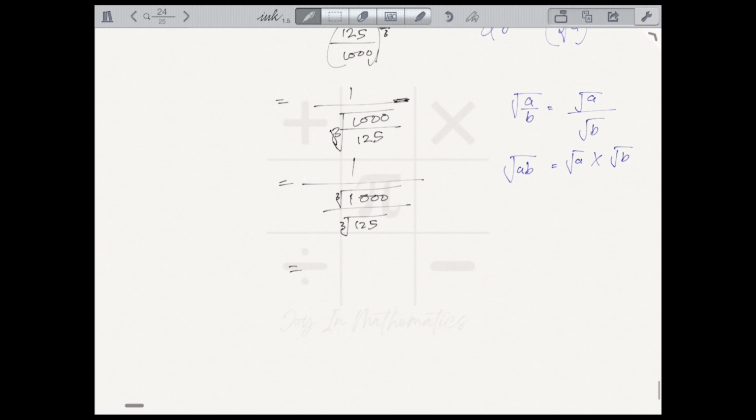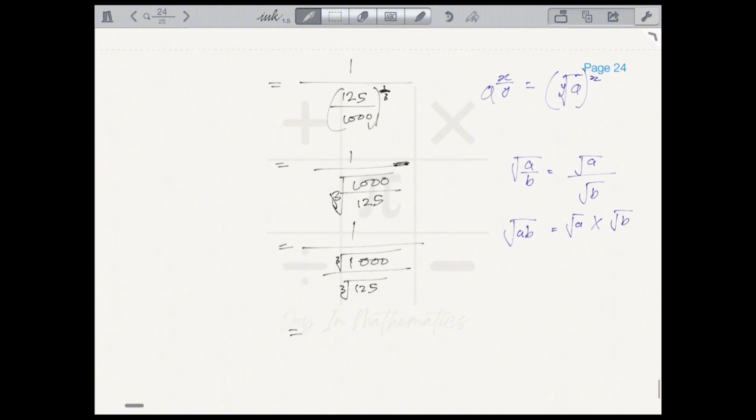So when we simplify this further, I think we've made a mistake. 125 is the numerator and 1000 is the denominator, and when we split it using surds, we have the cube root of 125 divided by the cube root of 1000. So simplifying this further, the denominator comes up because we have an inverse equation here, so this will be the cube root of 1000 divided by the cube root of 125.